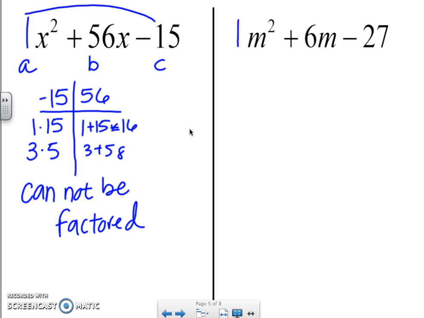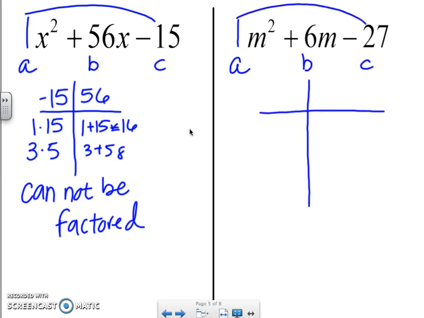So again, here is my A, B, and C. We are going to multiply A times C and get negative 27, and then put our 6 right here. So now I'm going to list the factors of 27, which is 1 times 27 and 3 times 9. Yeah, 3 times 9, and that's it.